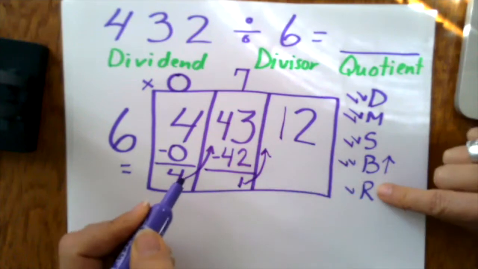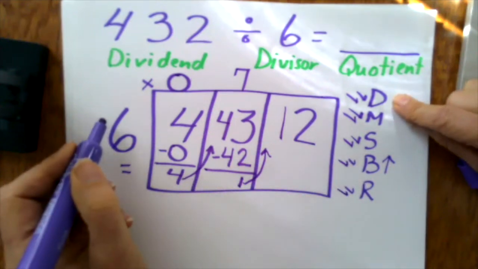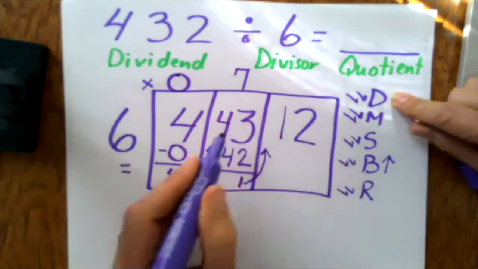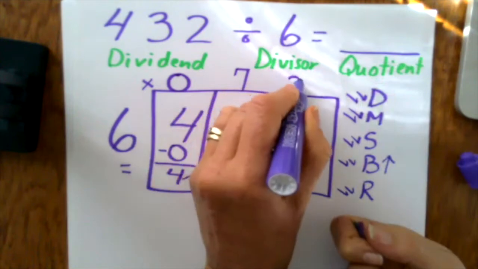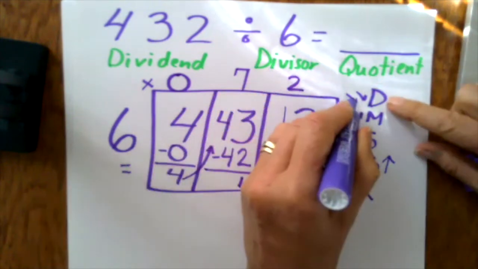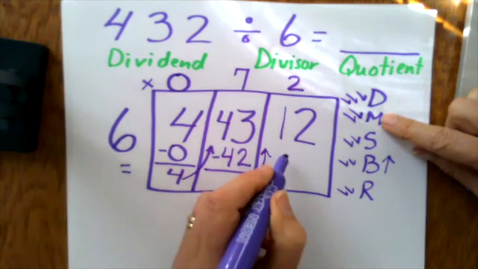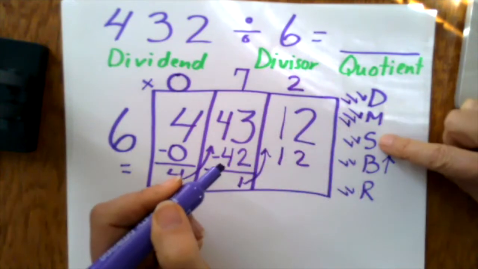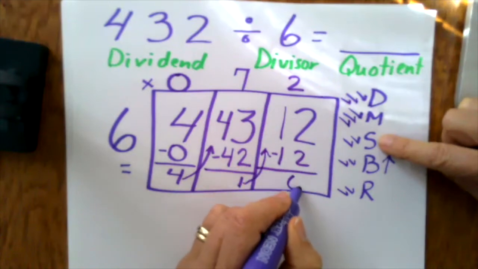Check. Now I have to repeat again, so I'm going to go all the way up to the top and start over, but now in the third column. How many sixes are in 12? 6, 12, that's 2. Okay, check. Now I'm going to multiply. 2 times 6 equals 12. Check. Now I'm going to subtract. 12 take away 12 equals 0.